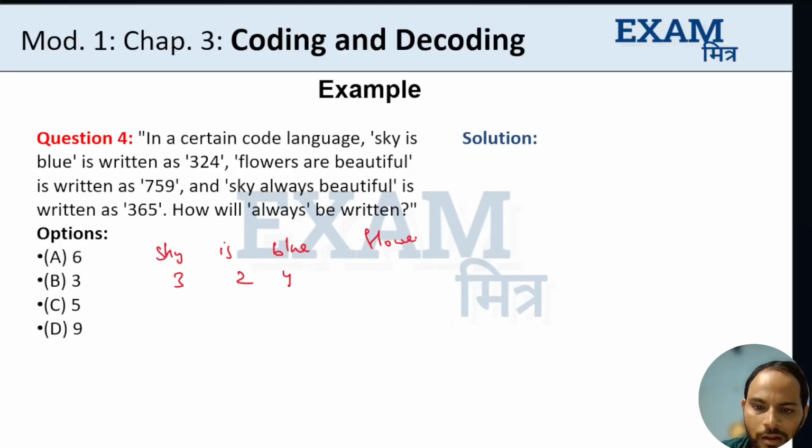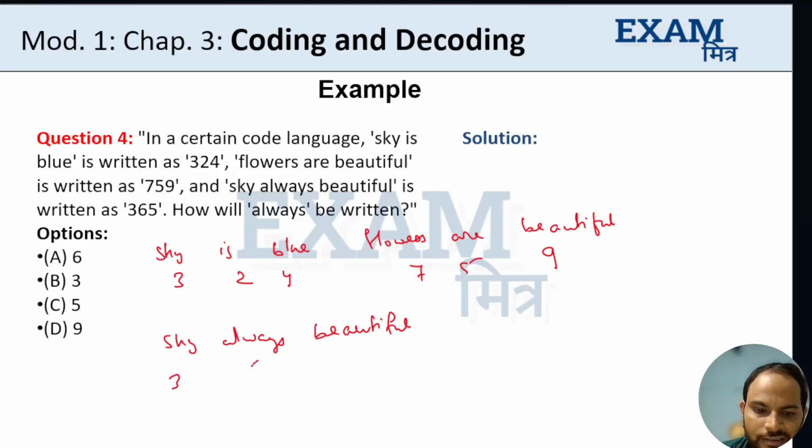Flowers are beautiful is 7, 5, 9. Sky always beautiful is 3, 6, 5. How will always be written? So what is the exact code for always?